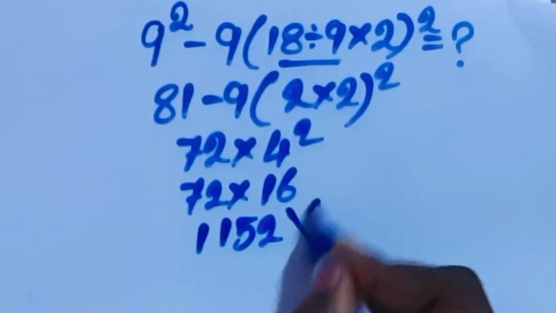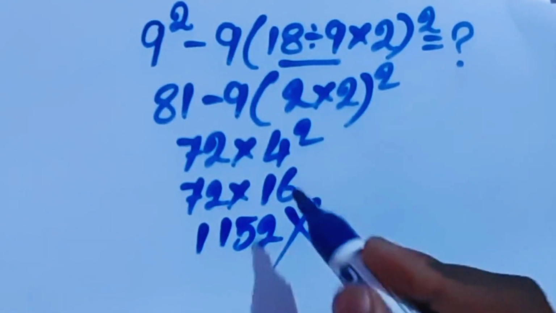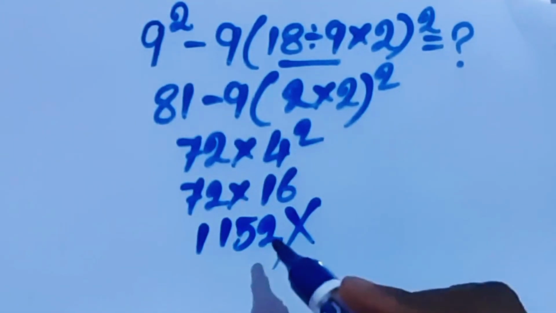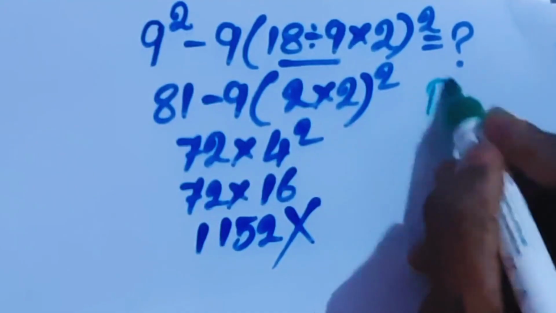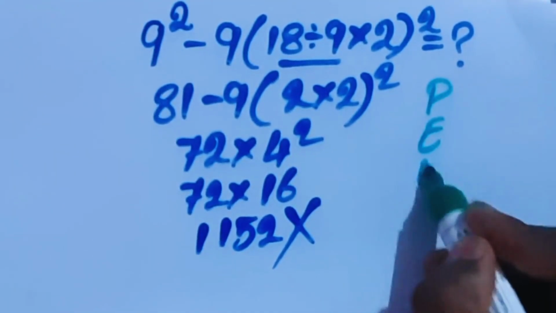1152 is the wrong answer. As per the order of operations, this 1152 is the wrong answer. Now we are going to introduce here PEMDAS rule to solve this problem in the correct way.